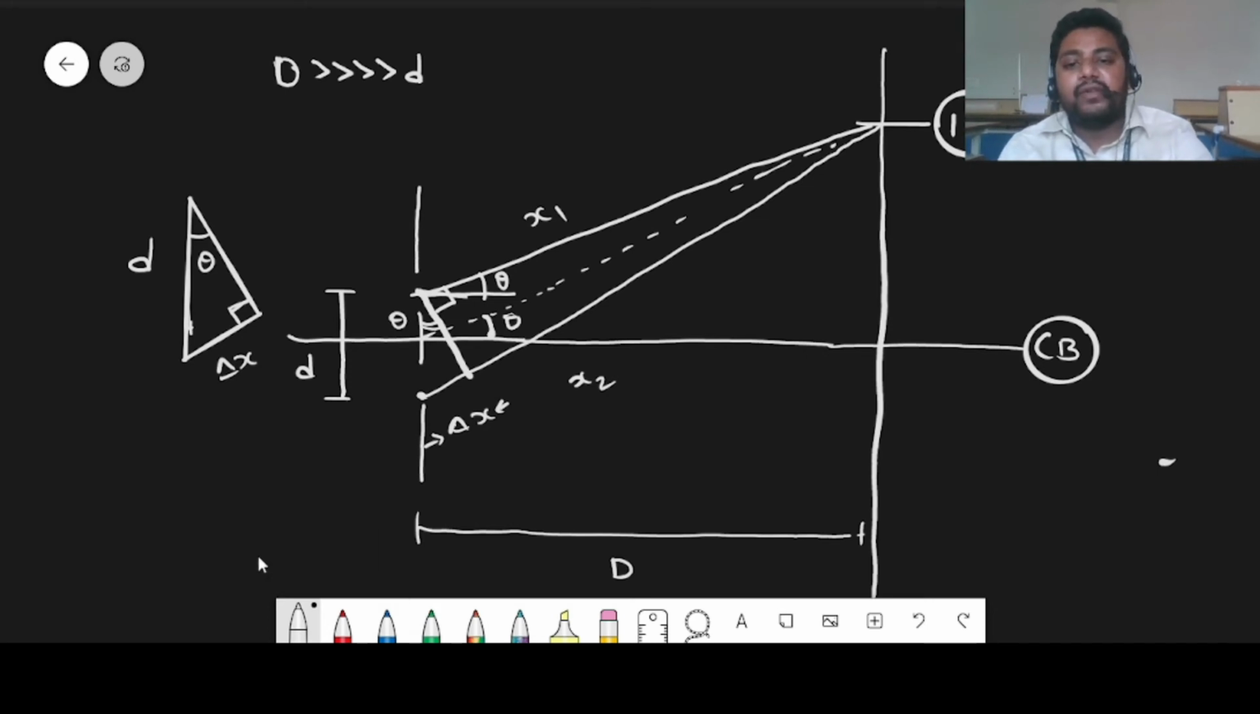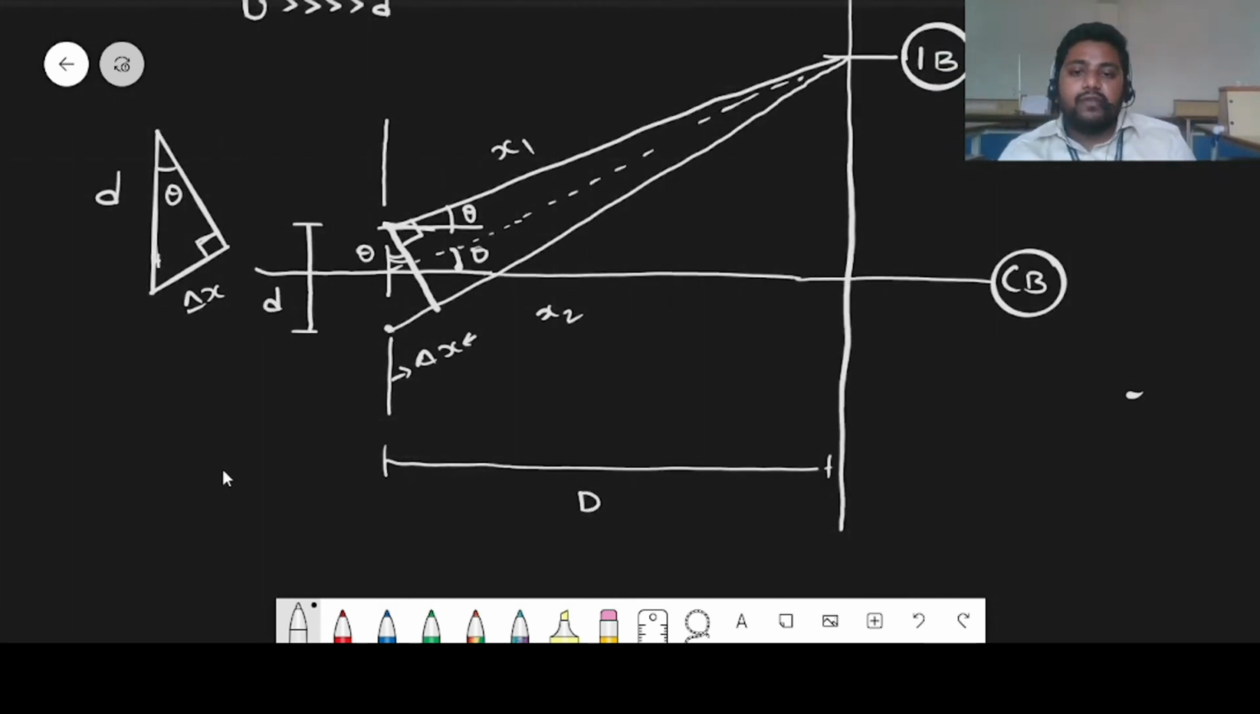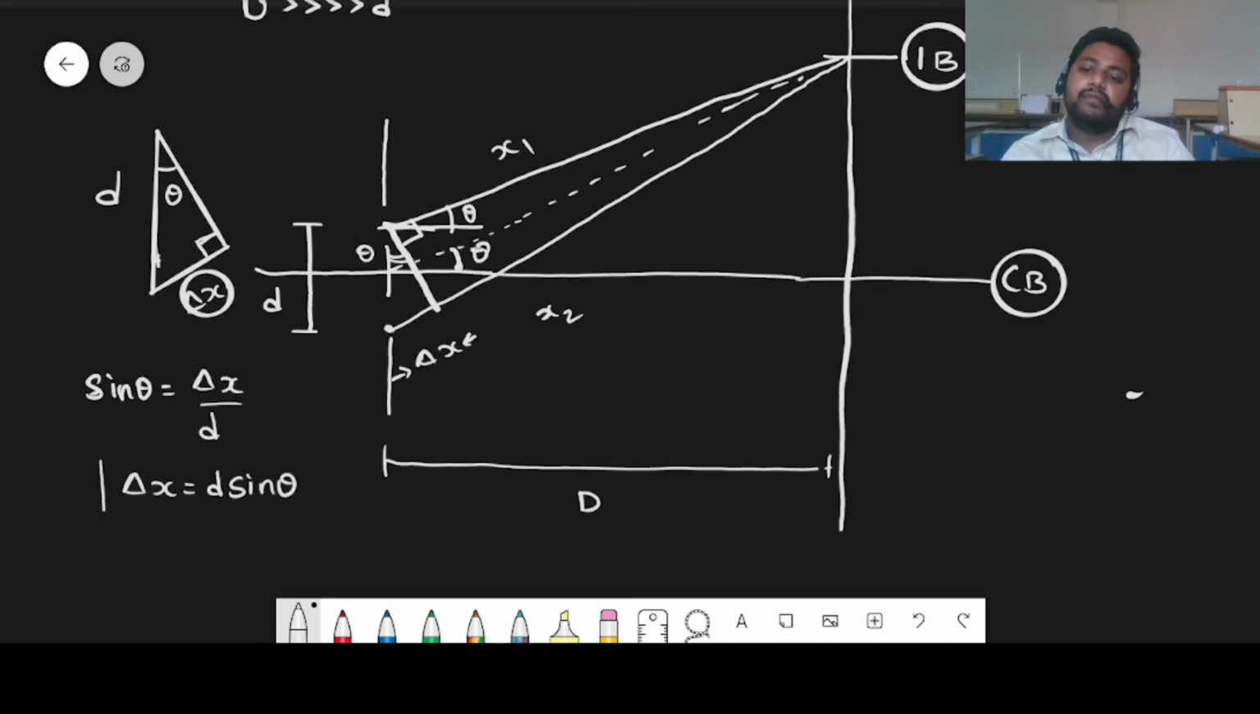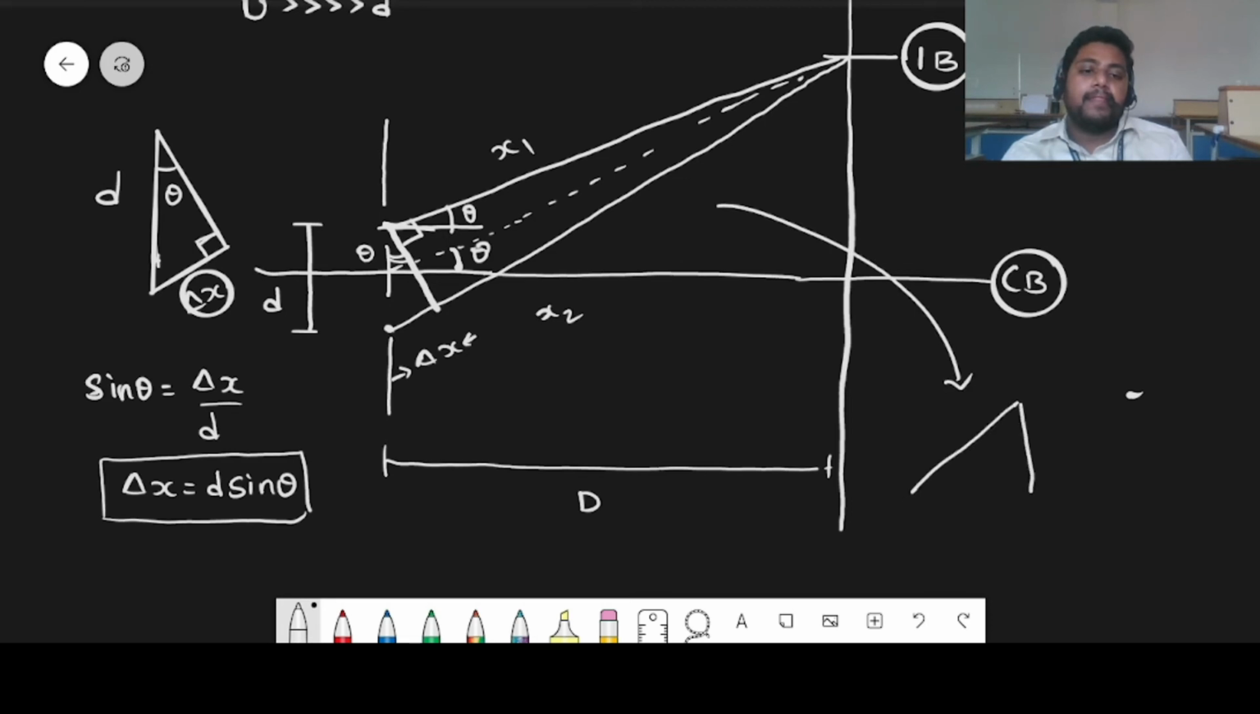Now from these expressions, from the triangles, from this triangle you can write sine theta is opposite by hypotenuse. Opposite is delta x, hypotenuse is d. You can write delta x is equal to d sine theta. In the same way, from the right angle triangle that we are taking here, this is your theta.